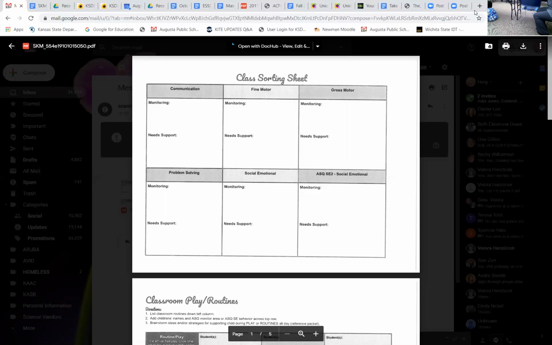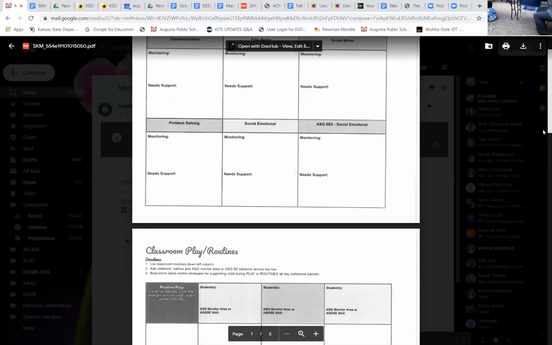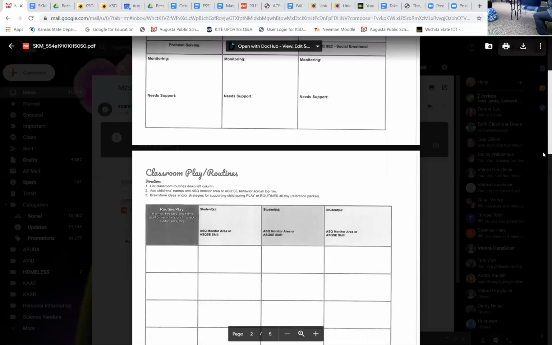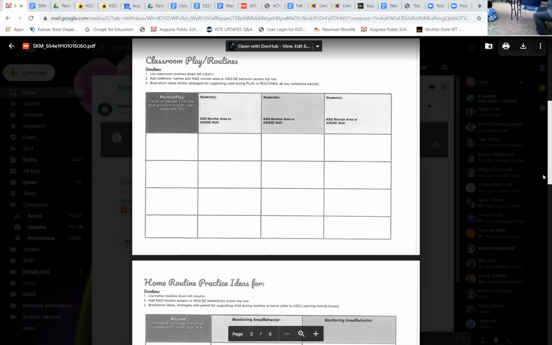Problem solving and fine motor. What do you have most of your kids in? Gross motor. So fine motor, social emotional, me too. Okay, so thinking about social emotional, what are some routines or play things that you do on a regular basis that would be good to be more specific about when you're scheduling those, certain skills that you could look at? So just regular things that you do on a daily basis in your classrooms.